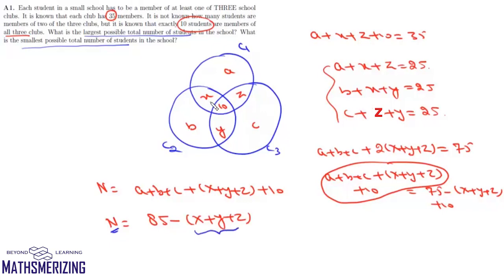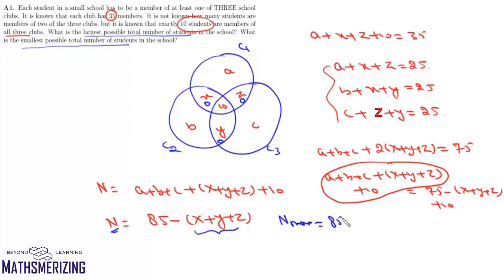Now what is the minimum possible value for X, Y and Z? The minimum possible value for each of X, Y and Z is 0. So we take X, Y, Z as 0, and we get N max, the maximum number of students, which is simply 85.